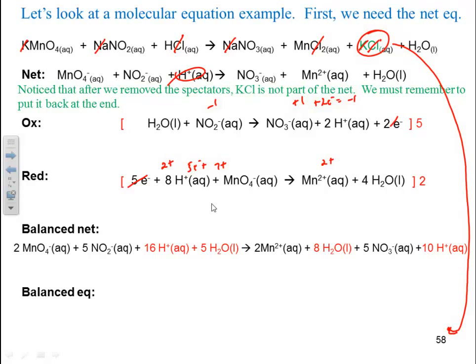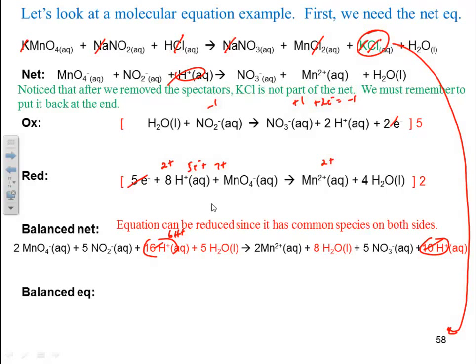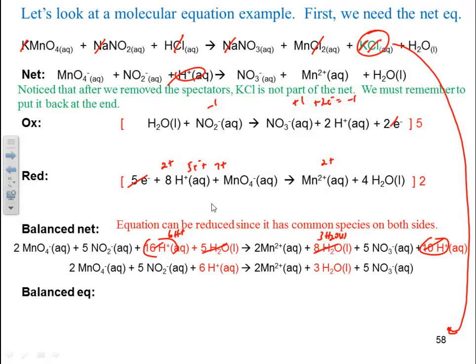Now here I've got to make sure that everything is balanced, meaning if I have any number that's divisible through all of them, I've got to give it to lowest terms. You can see here that the equation can be reduced since it has some common species on both sides. I have 16 H pluses and 10 H pluses. That's like saying I have 6 H pluses. I have 5 waters and 8 waters. That's the same thing as really having 3 waters on this side. The other ones cancel. So I bring that down. So this is my balanced net ionic equation.